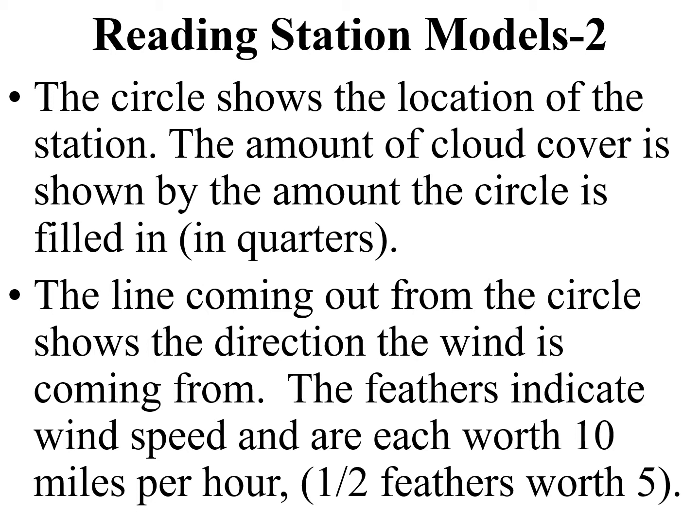The line coming out of the circle shows the direction the wind is coming from. Nobody cares where the wind is going to after it leaves the station. They want to know where the wind is coming from, because that's going to allow you to predict the weather, because the weather is coming from where the wind is coming from. So the feathers indicate wind speed, and each is worth 10 miles an hour. Half feathers are worth 5. That's really in knots, which is nautical miles per hour. Nobody's worried about it. Just call it miles per hour, and you are fine.